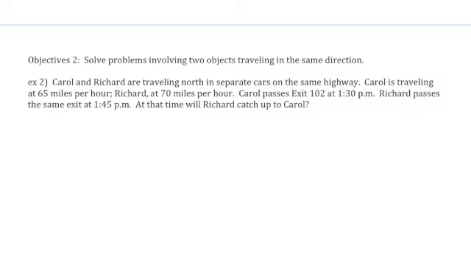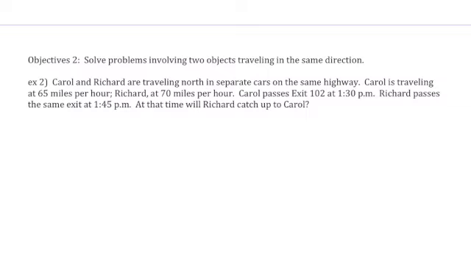Objective 2. Solve problems involving two objects traveling in the same direction. So if they are traveling in the same direction, they have to travel the same distance. Okay? Carol and Richard are traveling north in separate cars on the same highway. Carol is traveling at 65 miles an hour, Richard at 70 miles per hour. Carol passes exit 102 at 1:30. Richard passes the same exit at 1:45. At what time will Richard catch up to Carol?